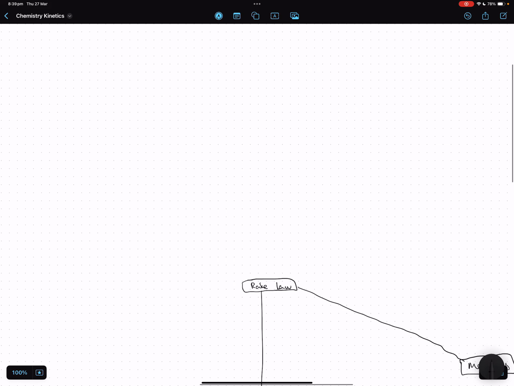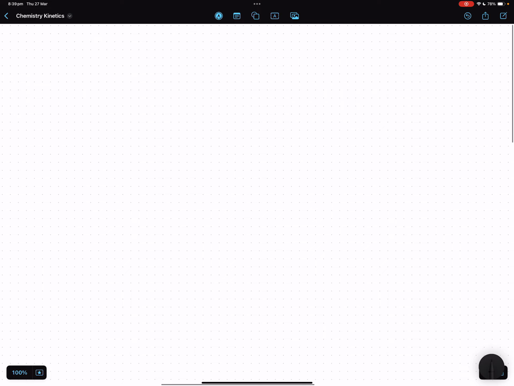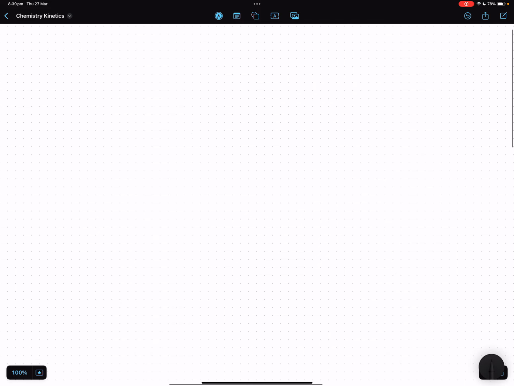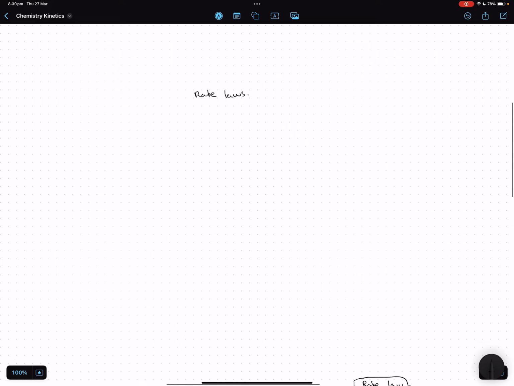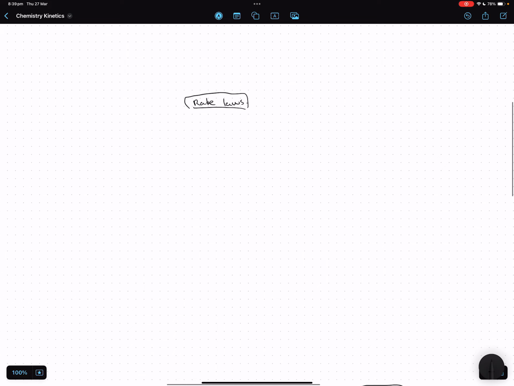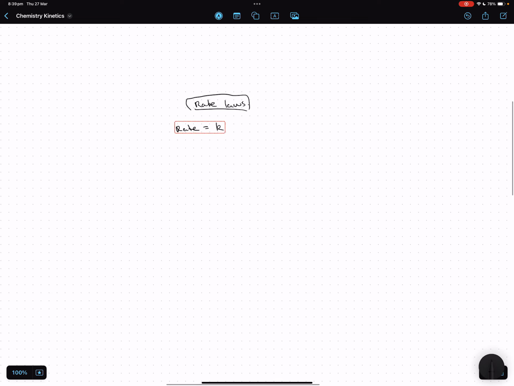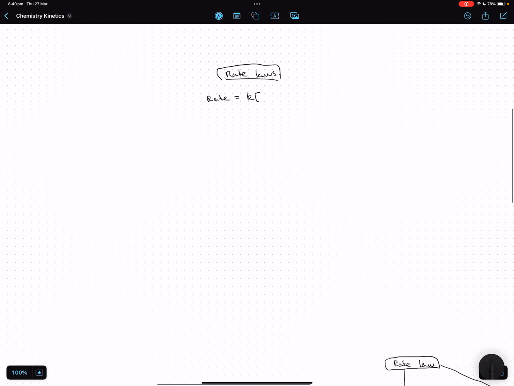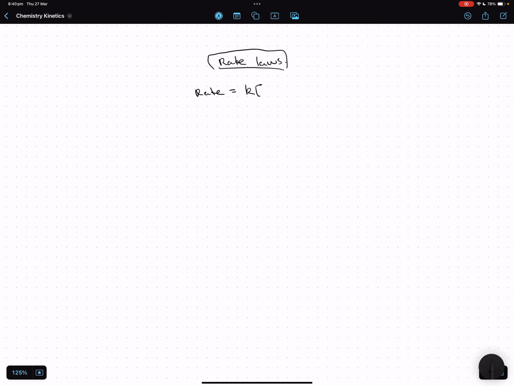So let's talk about rate laws. Rate laws are a fairly large topic, so we're going to draw a little heading up here: rate laws. There's a general form of an equation, which is that the rate at which a reaction goes forward is equal to a constant k multiplied by the concentration of, here, let's draw out a reaction to make it easier to understand.